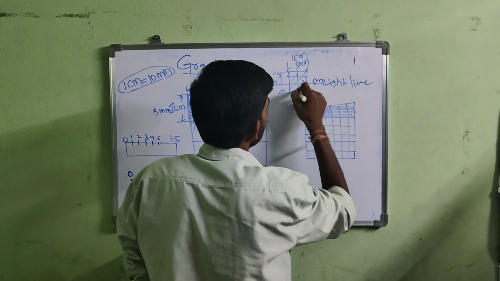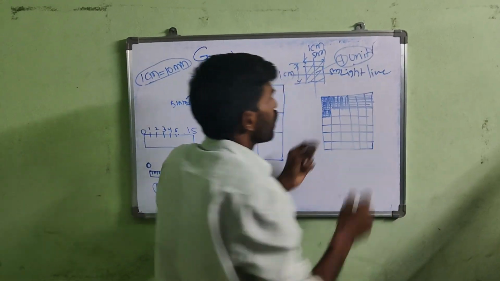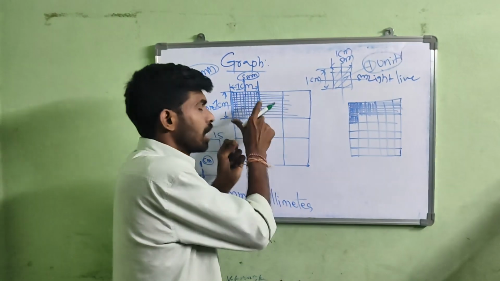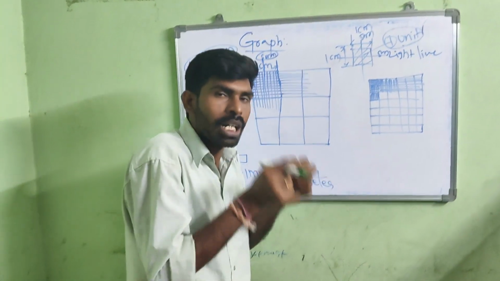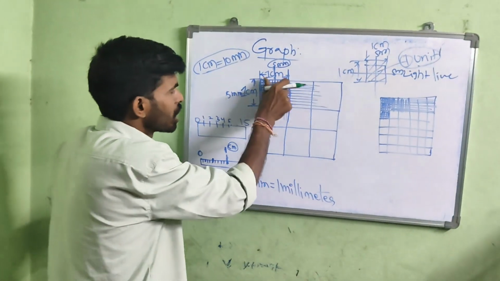This total one we consider as 1 unit. Okay, one box in the graph we consider as 1 unit. Understood my point? This is the total centimeter.